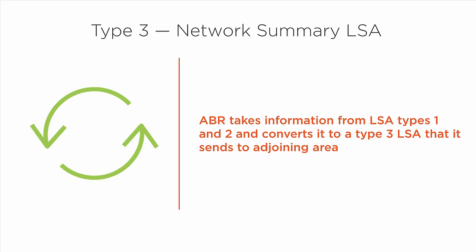Well, simply it takes information from Type 1 and Type 2 LSAs and it converts that information into a Type 3 network summary LSA and it sends it to the adjoining areas. In other words, the ABR summarizes the Type 1 and Type 2 LSAs into a Type 3 LSA, hence the term network summary LSA. Now, by the way, Type 3 LSAs stay within an area.